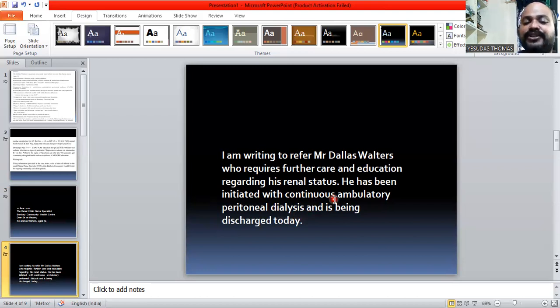So has been initiated with, because we have inserted the catheter for CAPD. We have written he has been initiated with a continuous. Initiated means started with the procedure of continuous ambulatory peritoneal dialysis, and is being discharged today. This is the 22nd. The date is today, he is getting discharged.